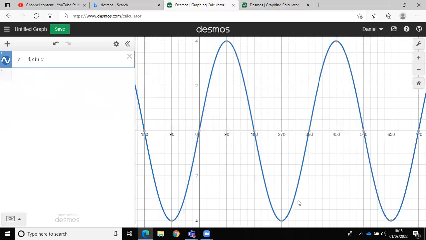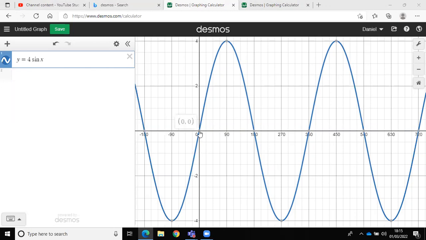Okay, so there's a number in front of the sine. Over on the left, I've got 4 sine x. That number 4 becomes the amplitude. It becomes the height of it.